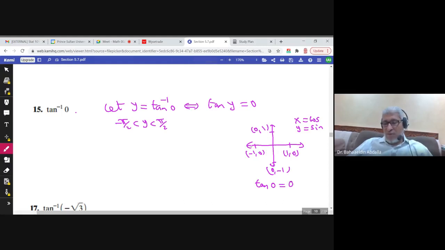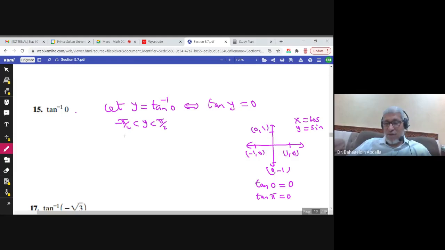But also, for this angle, which is pi, tan pi is also 0. So we have two angles in the first revolution. And if you add revolutions, if you add 2 pi, you will also get 0. So tan 0 is 0, tan pi is 0, tan 2 pi is 0, tan 3 pi is 0, tan 4 pi is 0. All of these are zeros. So which one here? What is tan inverse of 0? You cannot say all of these.